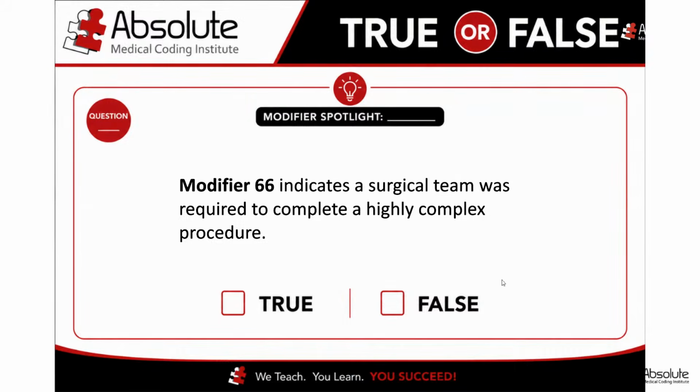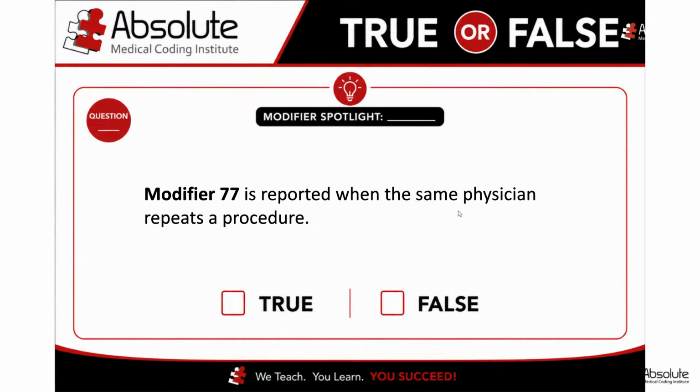Okay, good answers coming through. All right, the answer is true. Way to go. All right, we're getting down to the wire. Modifier 77 is reported when the same physician repeats a procedure. True or false? That's right, they're spot on.